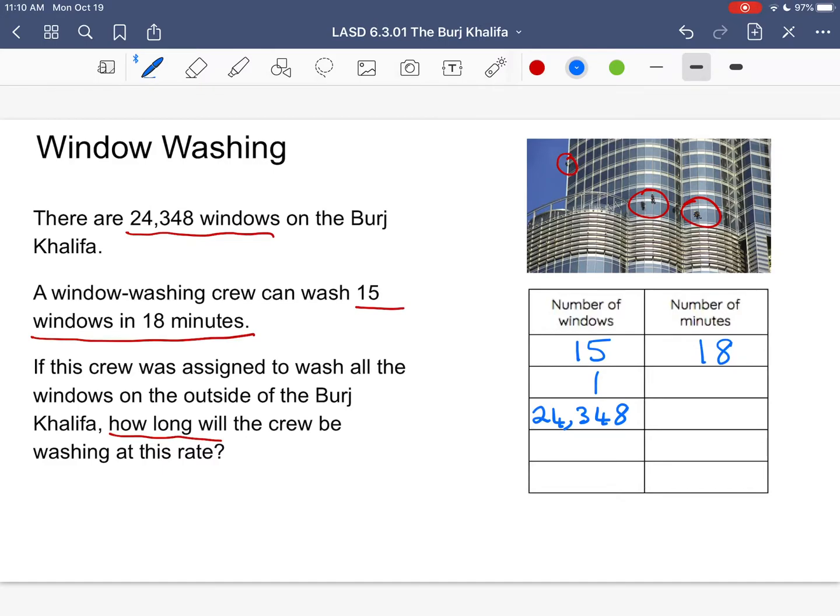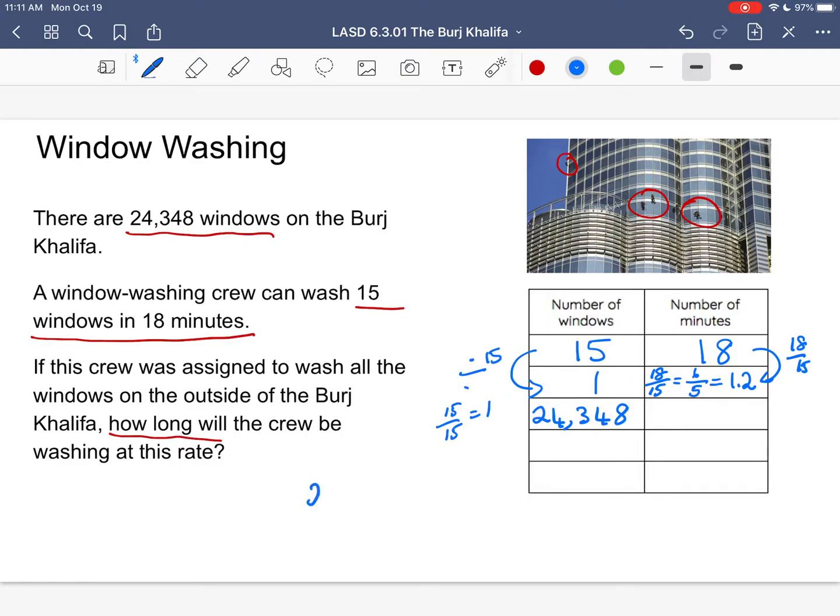And to get from 15 to 1, we divide by 15, because 15 divided by 15 is 1. So we have to do the same on the other side. We divide 18 by 15, and so it takes 18 over 15 minutes. Or you could simplify this by dividing both 18 and 15 by 3, so 6 over 5 minutes. Or if you prefer to work with decimals, divide 6 by 5 and you get 1.2 minutes.